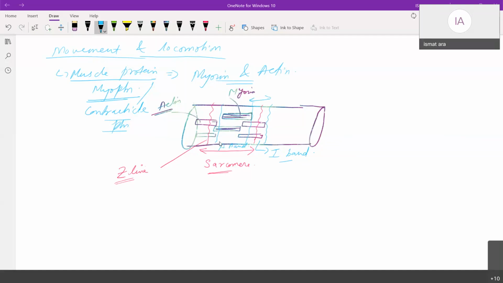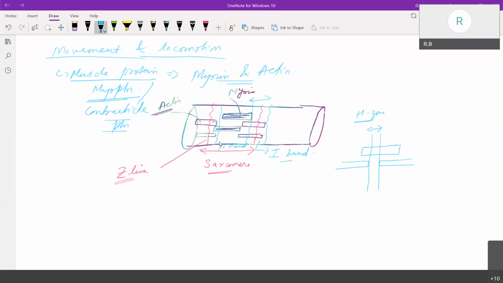Now when the muscle contracts, contraction of muscle will take place. Suppose this is the myosin region. This actin will come closer. This actin will come closer. So here you will get a structure like this. What is the name of this region? H zone. This is called H zone.